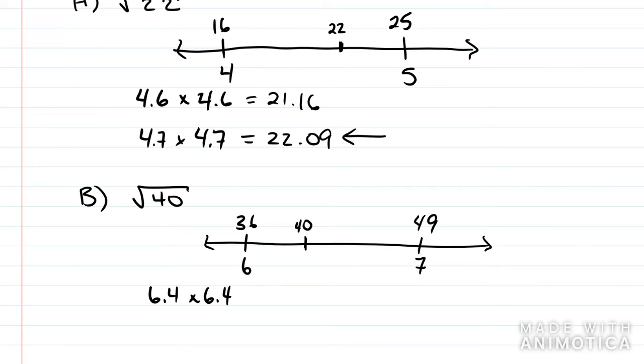Let's see. That gives us 40.96. Let's try 6.3. 39.69. So we were much closer with 6.3 than we were with the 6.4. This is why it's estimating. Sometimes you have to try it a couple times before you get it right.